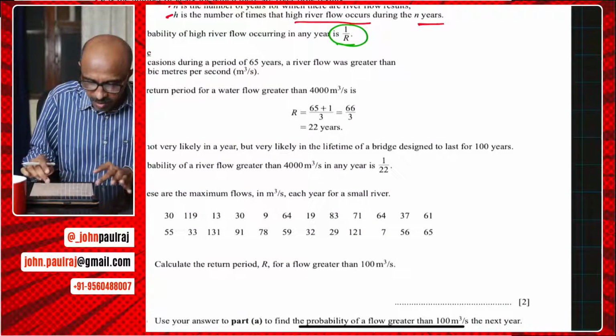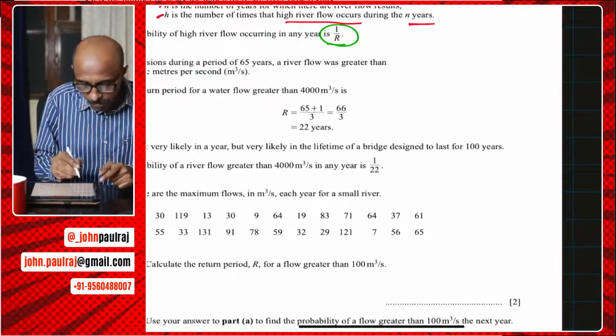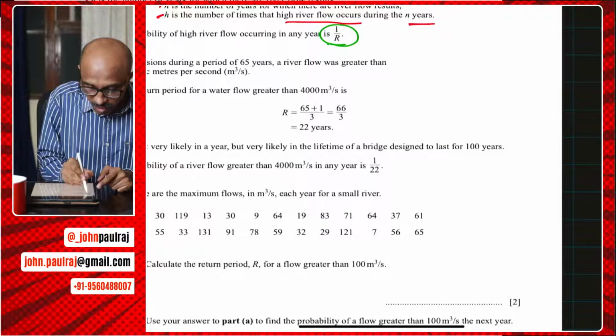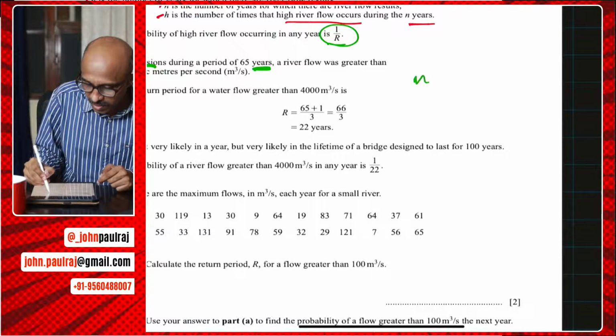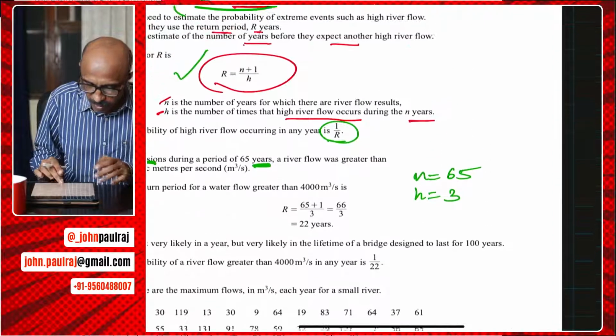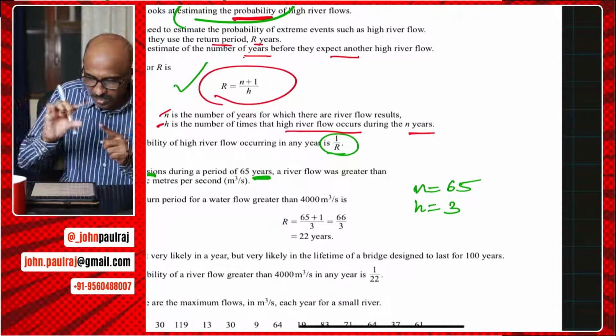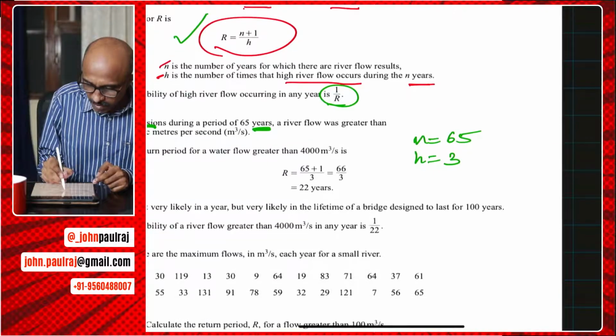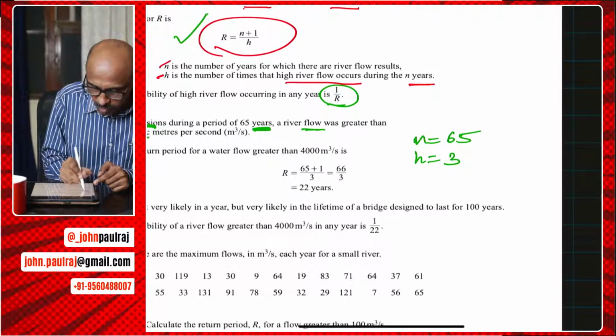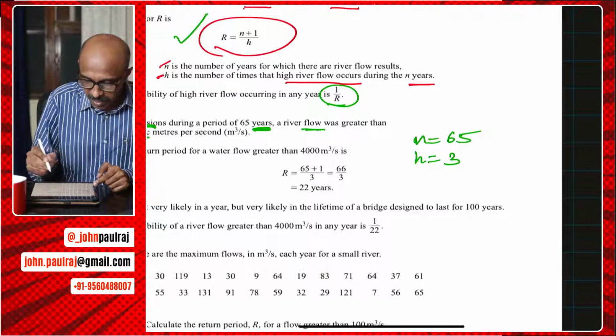The example says on three occasions during a period of 65 years, and that's your n, all right. So n is going to be 65, and that h is that 3. According to that formula they've given, n is the number of years that the results have been tabulated, and on 3 occasions there was a high river flow that is greater than 4,000 cubic meters per second.